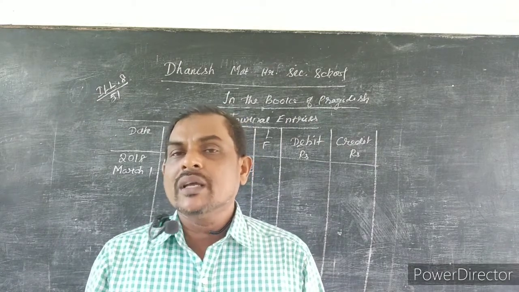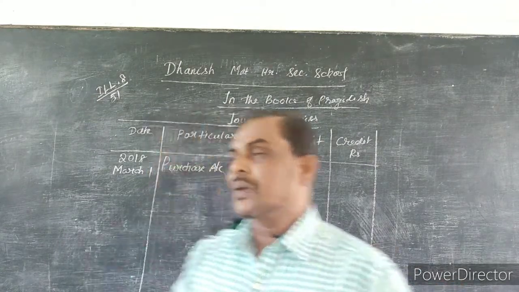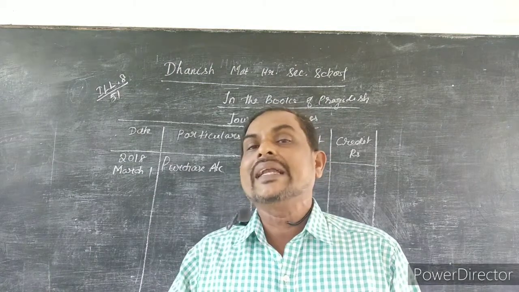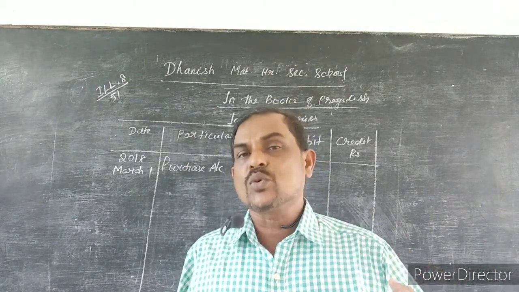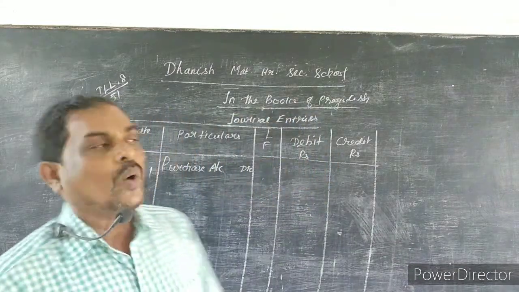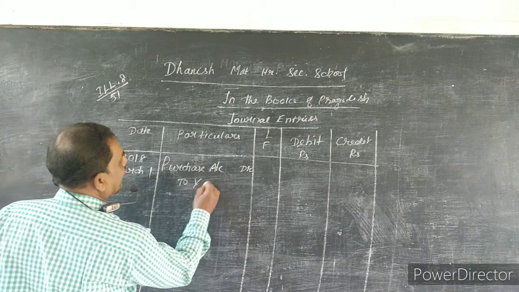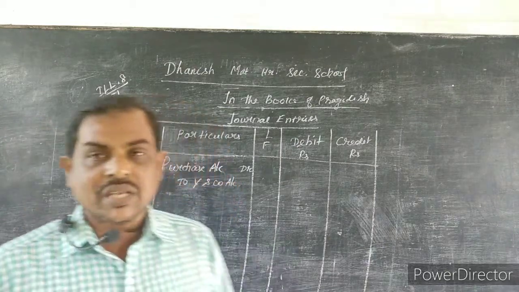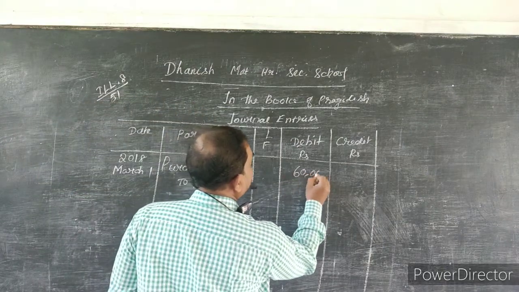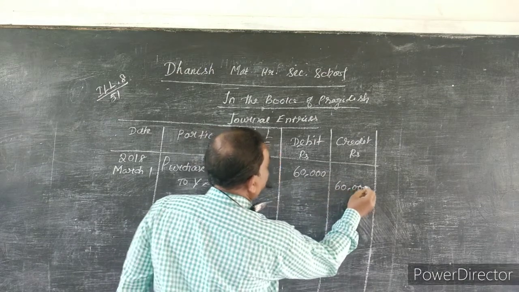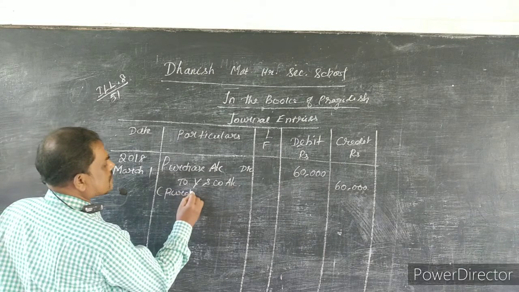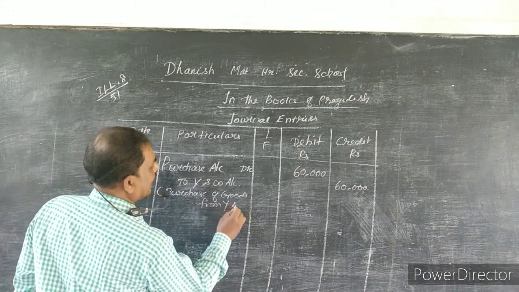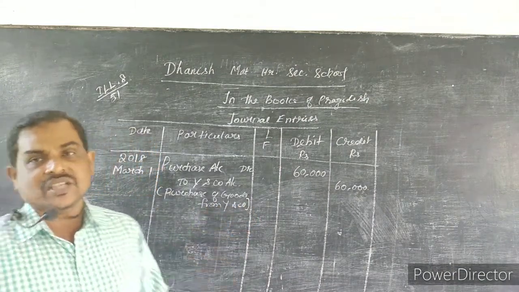The personal account rule is: debit the receiver. But we should not use debit because a nominal account has already come on the debit side. So we have to use only the credit rule of personal account. What is the credit rule? Credit the giver, because Y and Company has given the goods to Mr. Pragadish. So Y and Company is the giver: to Y and Company account, credit. What is the amount? 60,000. So on the debit side you put 60,000, and on the credit side you put 60,000. Narration is: purchase of goods from Y and Company. This is the first journal entry.